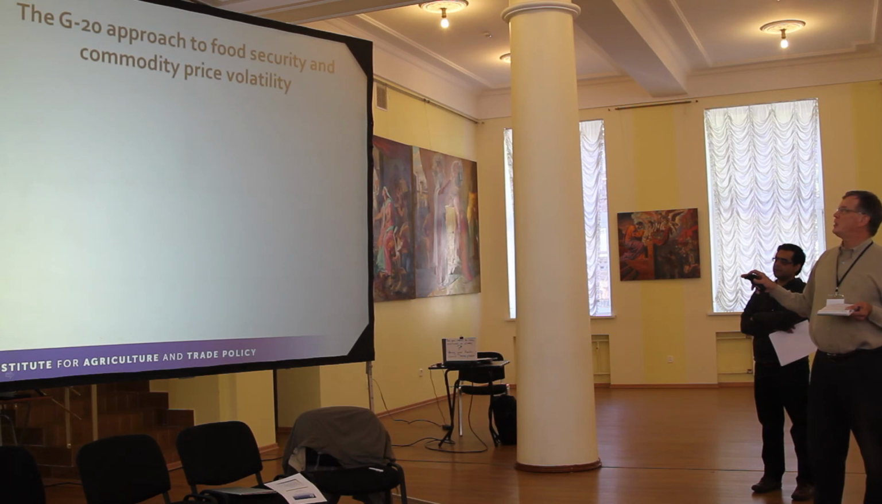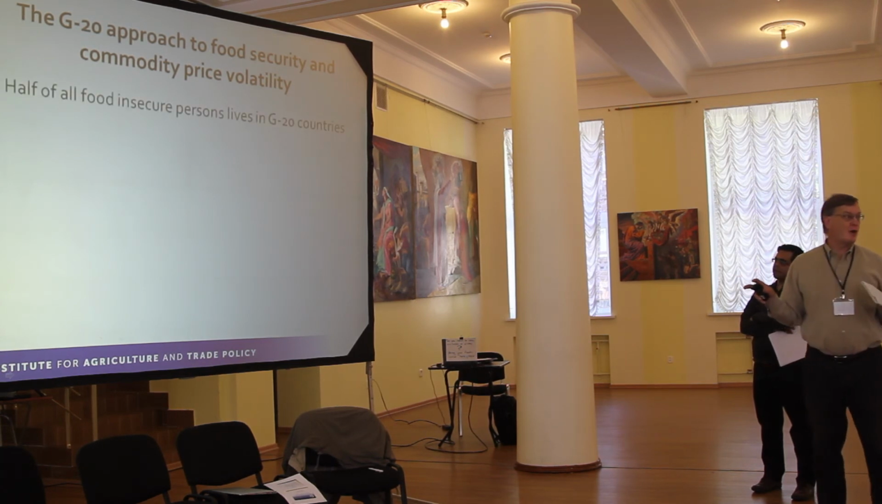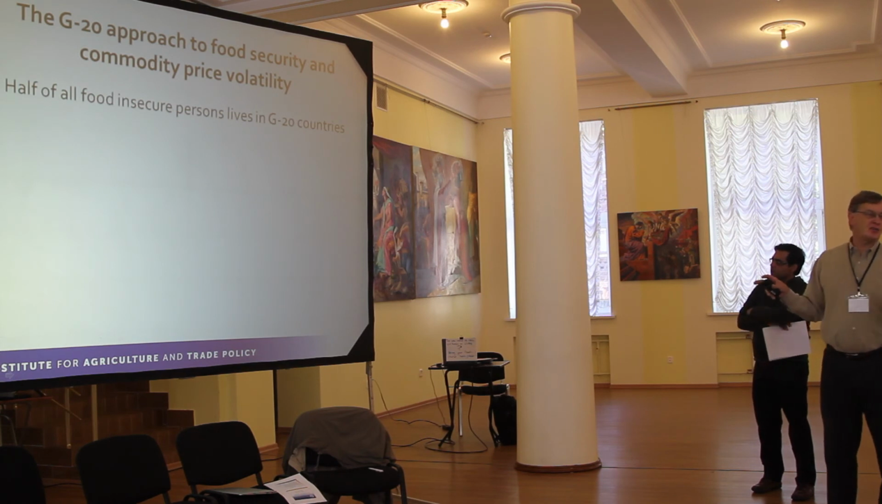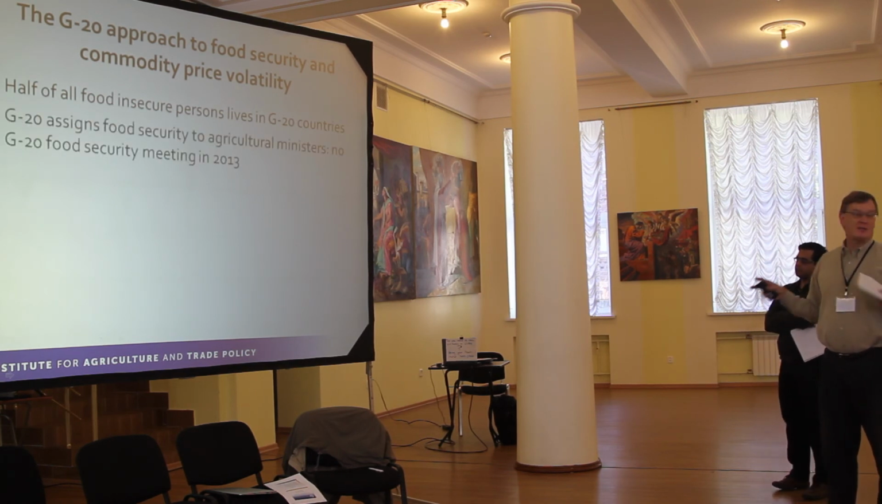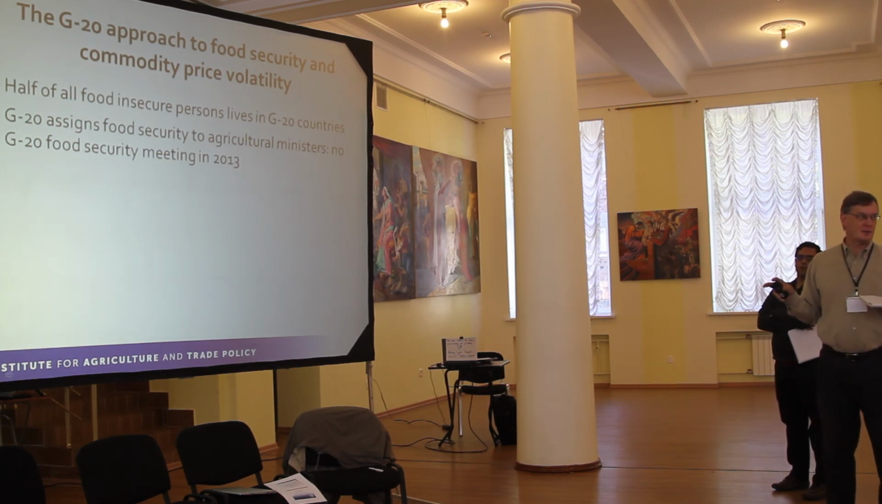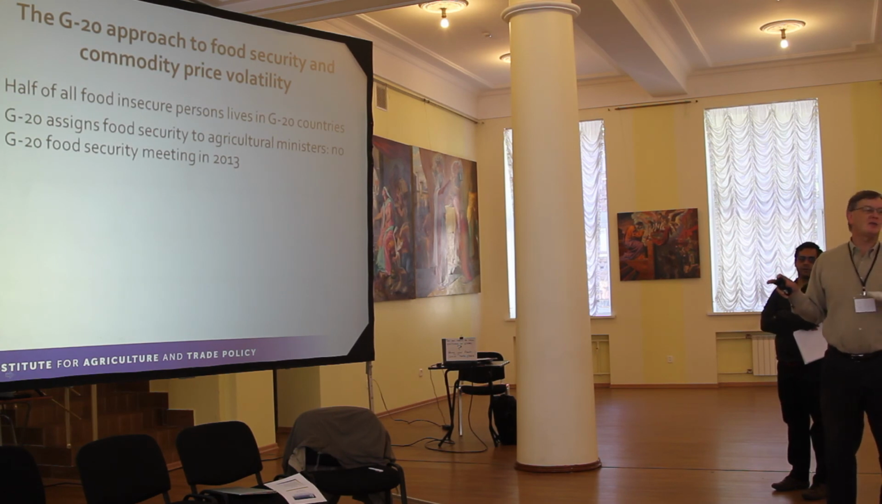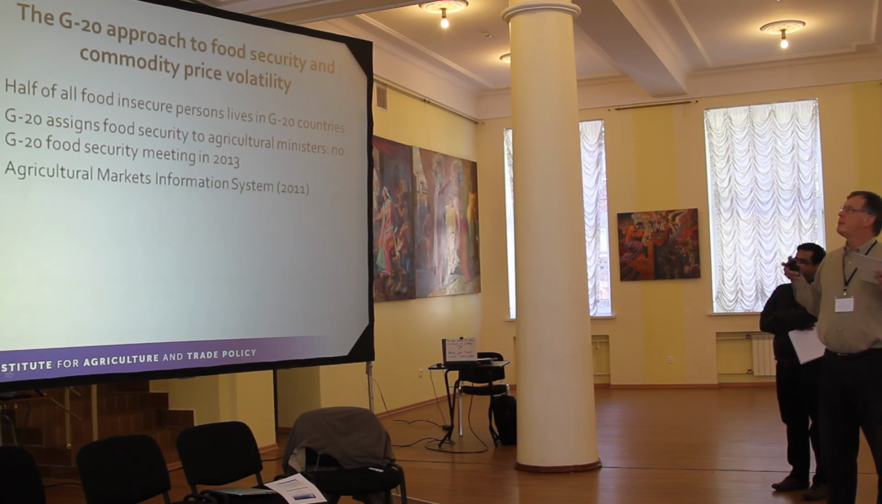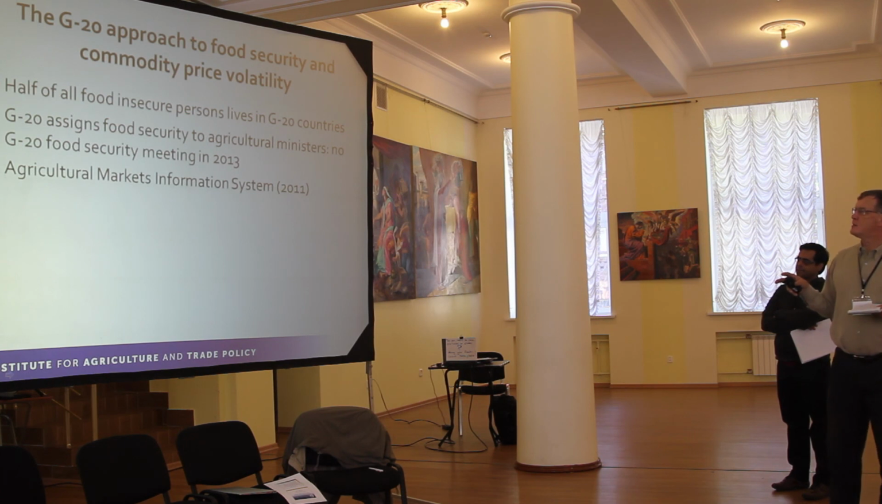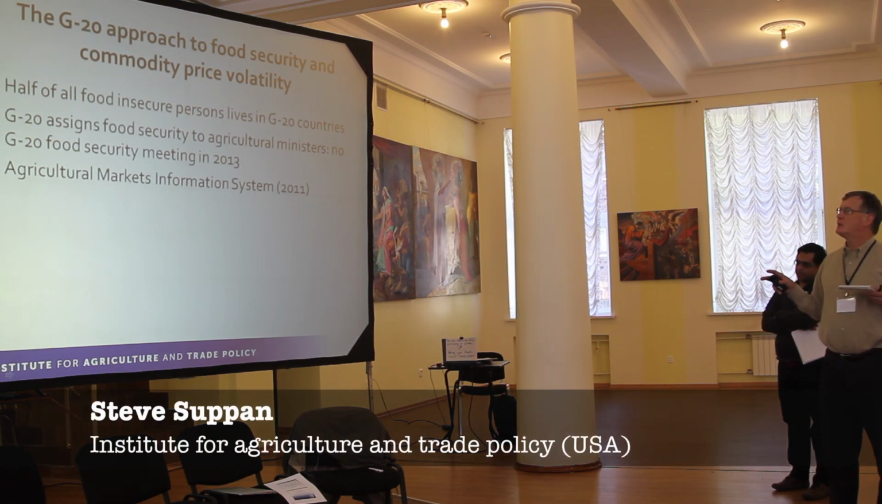The G20 approach to food security. So about half of all food insecure persons on the planet live in G20 countries. Nevertheless, Russia is not calling a meeting of the agricultural ministers during its presidency. And the G20 assigns food security to agricultural ministers, even though the finance ministers have huge influence over the financial regulation structure. Creation of the Agricultural Markets Information System in 2011 is an attempt to get the G20 member states to cooperate.